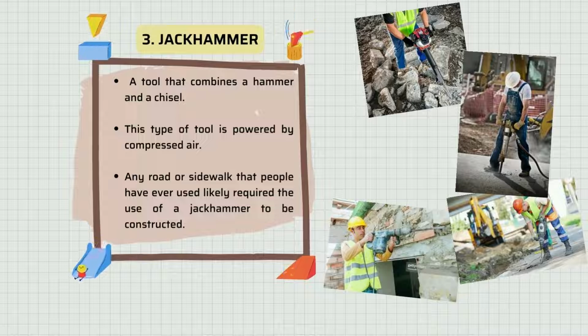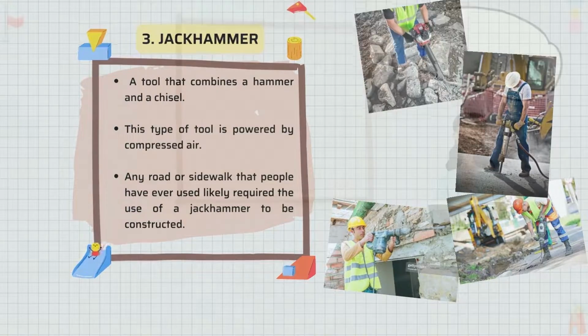Next is a jackhammer. A jackhammer is a tool that combines a hammer and a chisel. This type of tool is powered by compressed air. Any road or site work that people have ever used likely required the use of a jackhammer to be constructed.